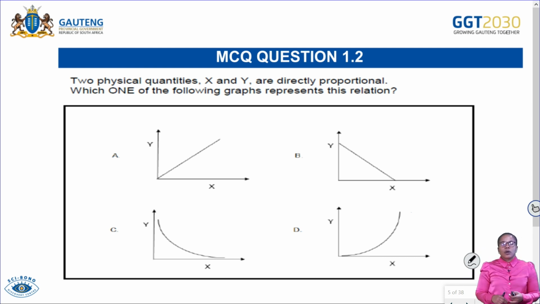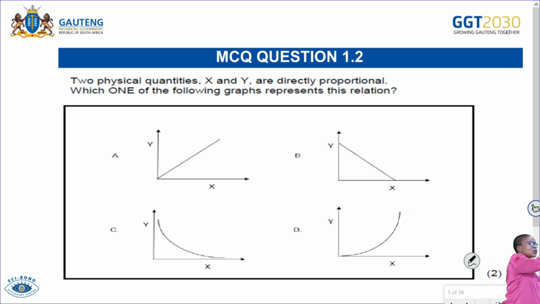So let's look at the questions that there is. That is us reminding each other of where to focus. Two physical quantities, x and y, are directly proportional. Okay, so we are told that x and y are directly proportional. Which one of the following graphs represents this relation? Okay, so a direct proportion will give you a straight line. So as we're looking at this one, okay, this is the one. However, let's check the others if we are not missing anything. It's not your B, it's not your C, it's not your D.